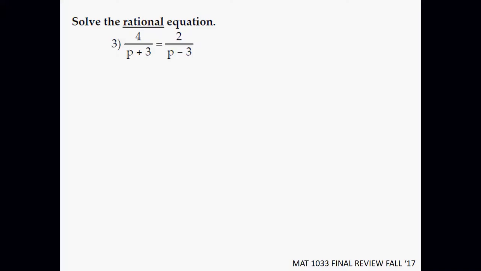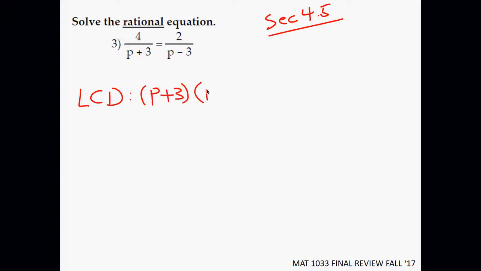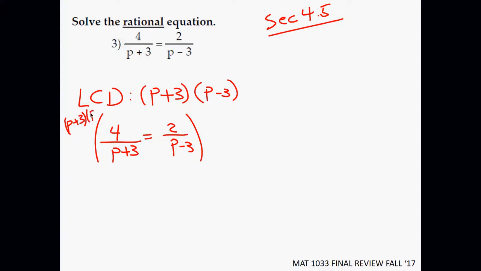Question number 3: solve the rational equation 4 over t plus 3 equals 2 over t minus 3. This is from section 4.5. Now, we know that the least common denominator for this case will be the multiplication of both denominators, t plus 3 times t minus 3. We multiply both sides by the least common denominator. So we have 4 over t plus 3 equals 2 over t minus 3, and we multiply both sides by t plus 3 times t minus 3.